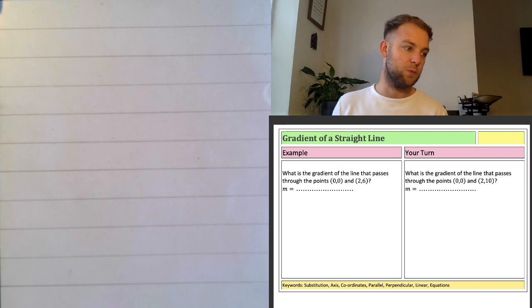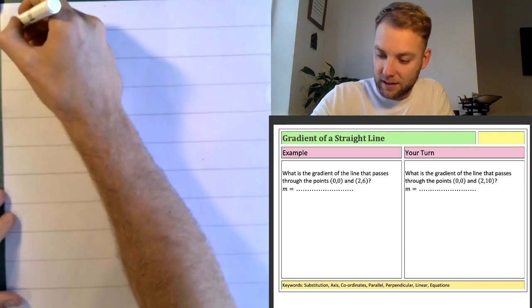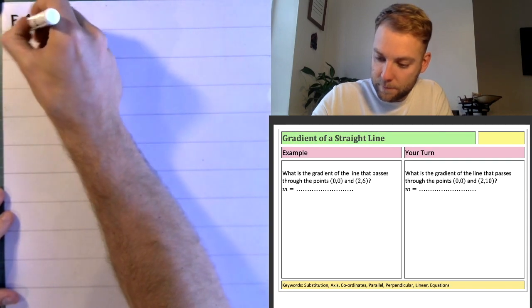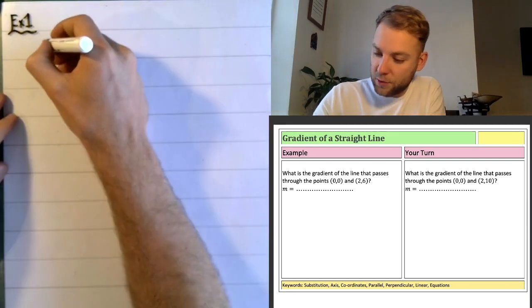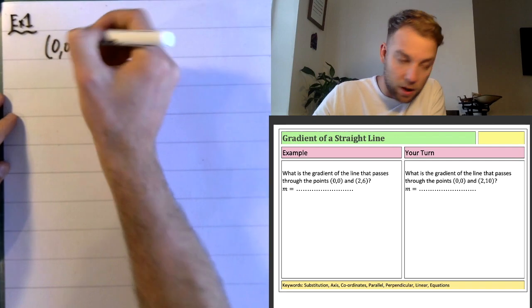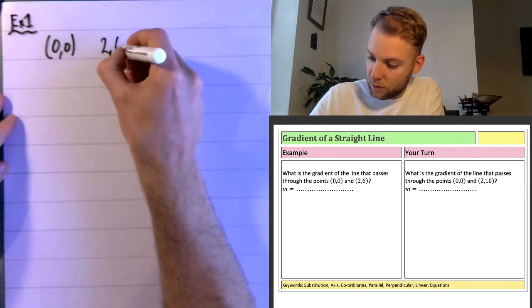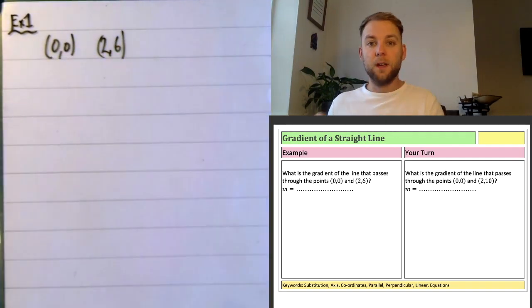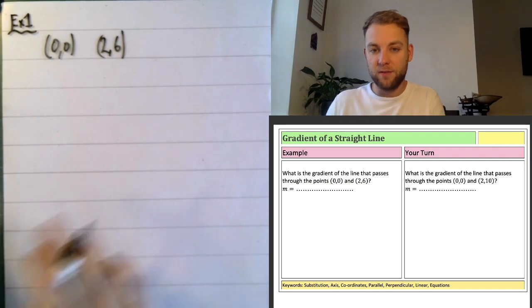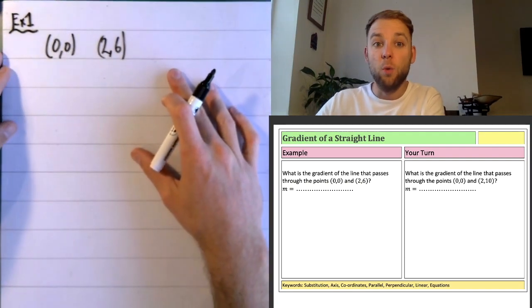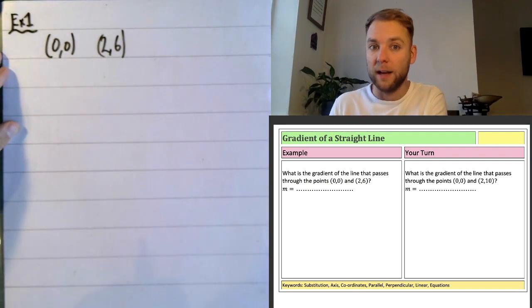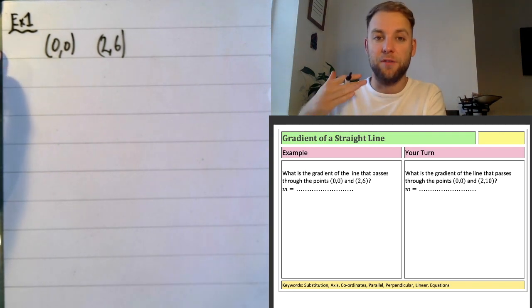Now this one here says, what is the gradient of the line that passes through 0, 0? So let's write this down, example 1. So the one that passes through 0, 0 and 2, 6. Now, my key suggestion with these type of questions is to always draw out a sketch of the graph.